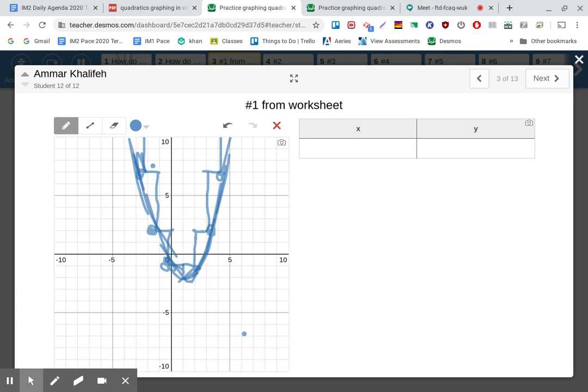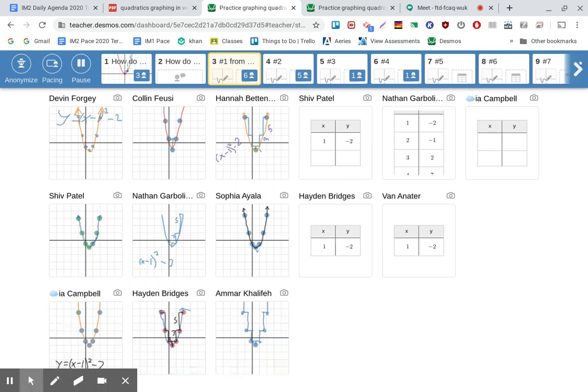Just the idea, right? And the reason I want this is because I can see what you guys are doing, right? Like instantly, right? All right. So go ahead and continue. Everybody else continue.